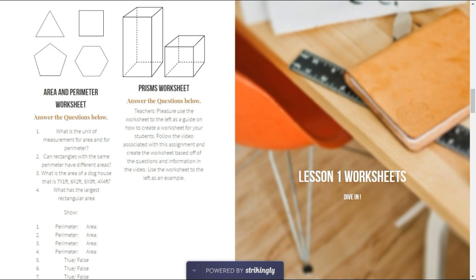Scrolling to the next page, you will see 2 worksheets. To ensure the students are paying attention while interacting with the activity, I created a worksheet that is parallel with what the activity covers. This helps assess if the students are paying attention and understanding the topic. Using my area and perimeter worksheet as an example, teachers have the opportunity to create their own worksheet.